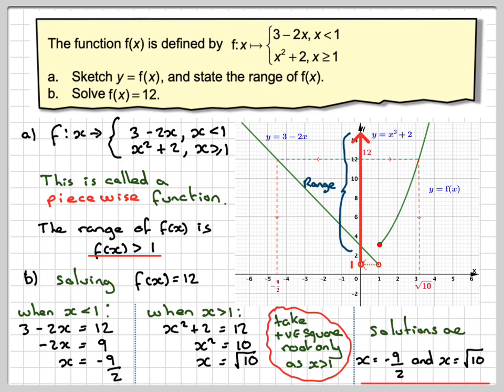So this has been a video to show you how to find the range of a piecewise function and solve equations in terms of a piecewise function.